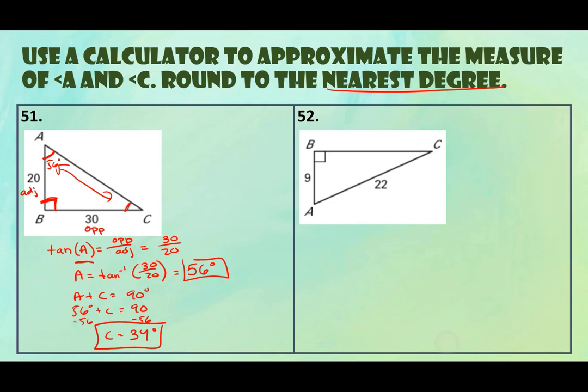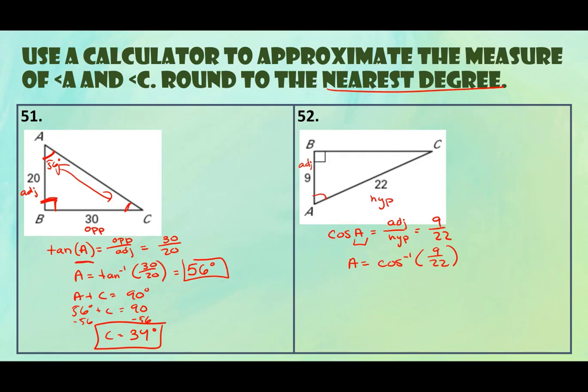Okay, so in this next one, we have angle A, and we're given the hypotenuse this time, and we're also given the adjacent side. So we have the adjacent side and the hypotenuse, which means I'm probably looking at cosine. So cosine of A is equal to the adjacent side over the hypotenuse, or in this case, 9 over 22. To get A by itself, I'm going to take the inverse of both sides. So now I have A is equal to arc cosine or inverse cosine of 9 over 22.